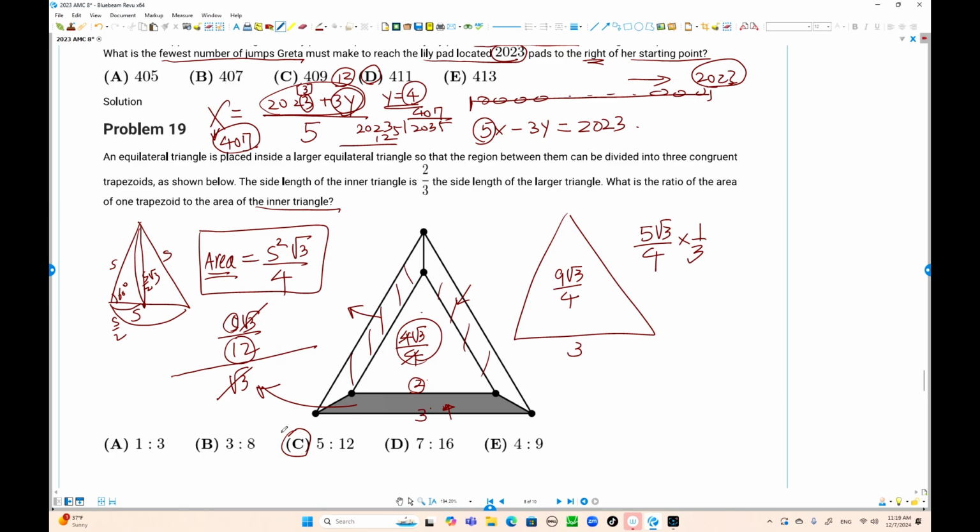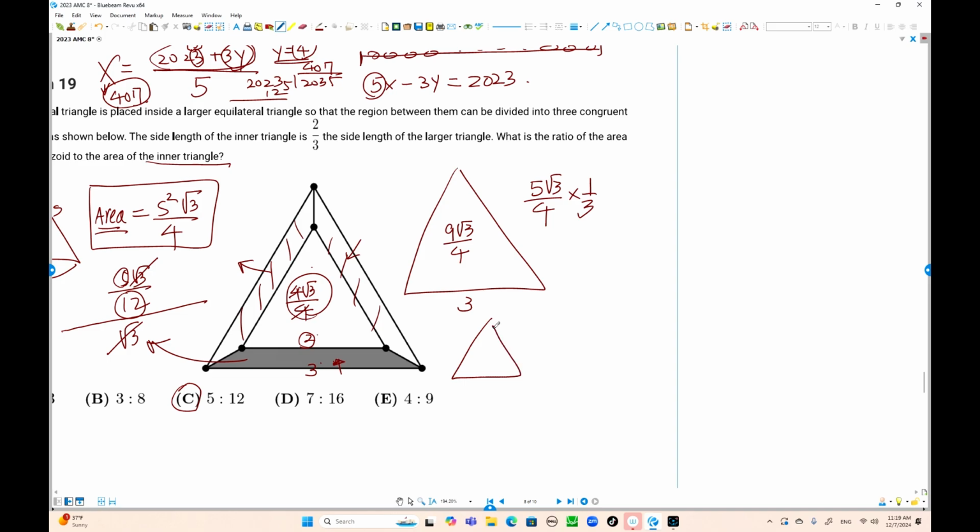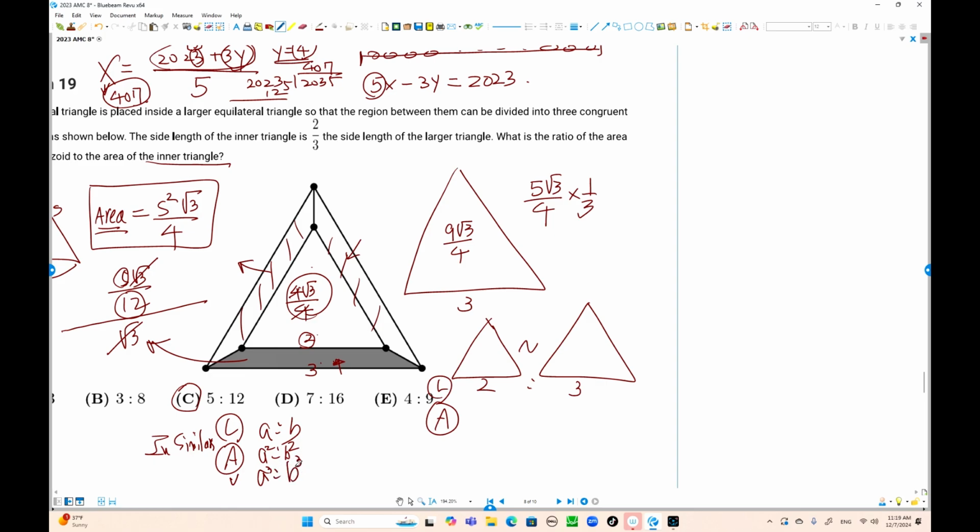Or you can use the ratio in similar figures. So I'm going to try this one. If this is 2, this is 3. This is similar, right? The ratio of the length is 2 to 3. What is the ratio of the area? 2 squared to 3 squared, right? If the ratio of the length is A to B, the ratio of the area is A squared to B squared, only in similar figures, okay? The ratio of their volume is A cubed to B cubed. So the area: 2 squared is 4, this is 9. One area is 4, the other area is 9.